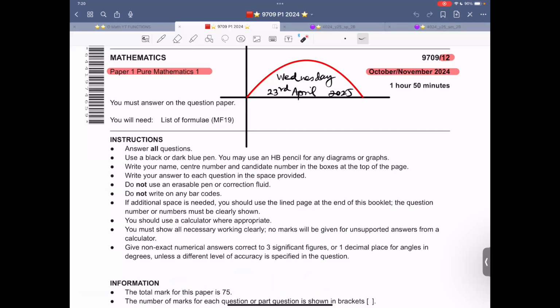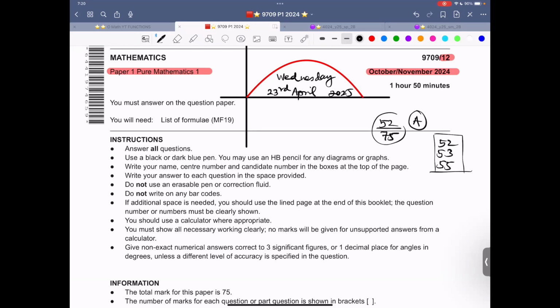The threshold for this paper, I think it's 52 out of 75. That is the threshold for getting an A. And more or less, in all these three papers, the threshold was more or less the same. Either it was like 52, 53, 55 out of 75. So that's a pretty low threshold.